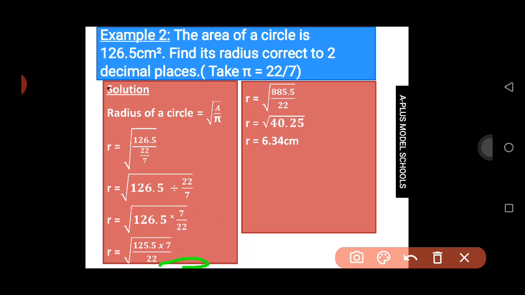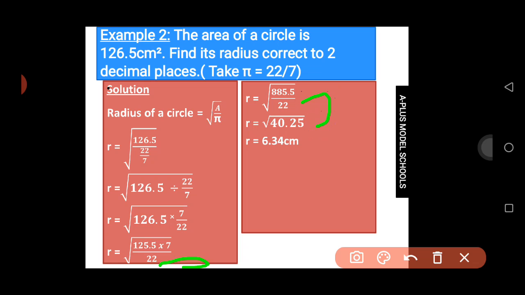Then divided by 22. So when you divide it, you have 40.25. And the square root, don't forget it has a square root. And the square root of 40.25 is 6.344. Then to 2 decimal places.